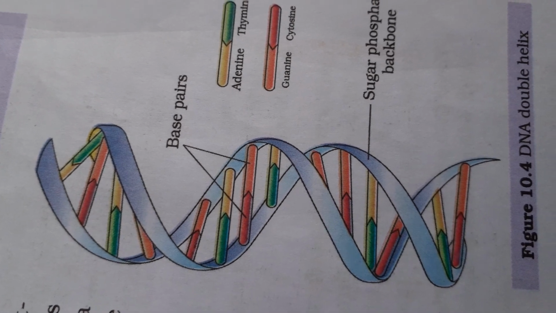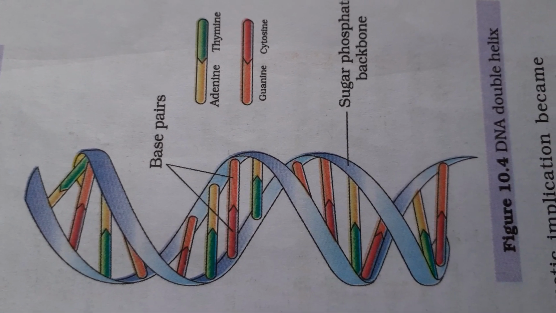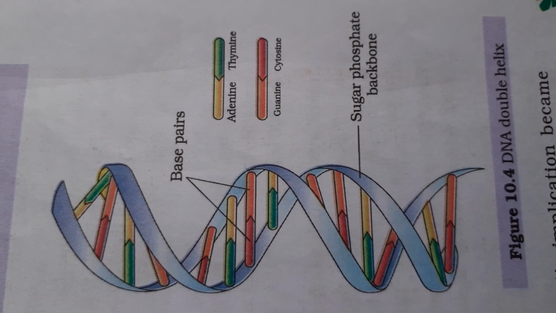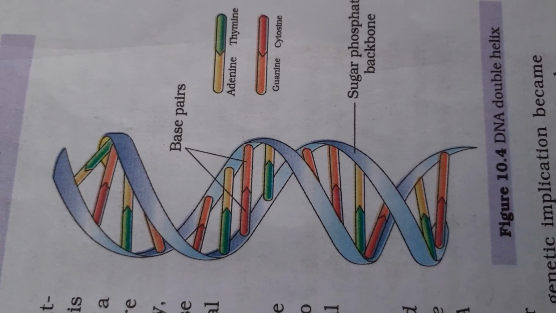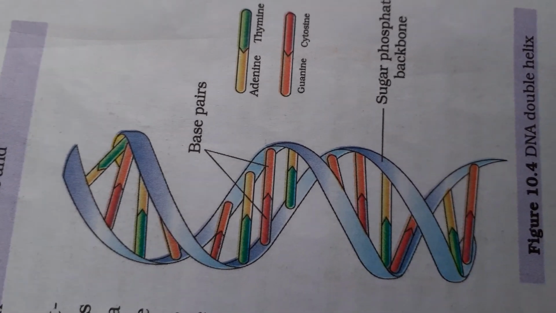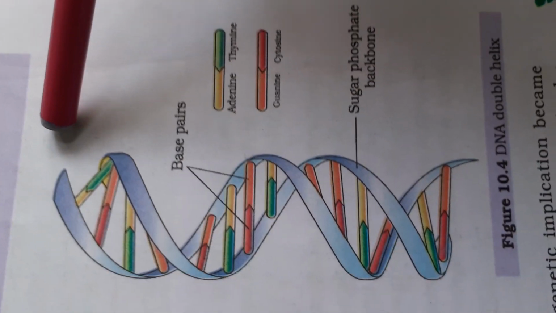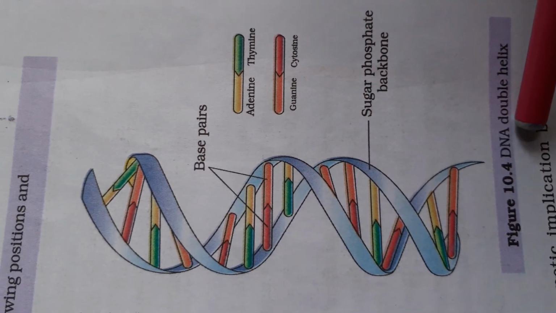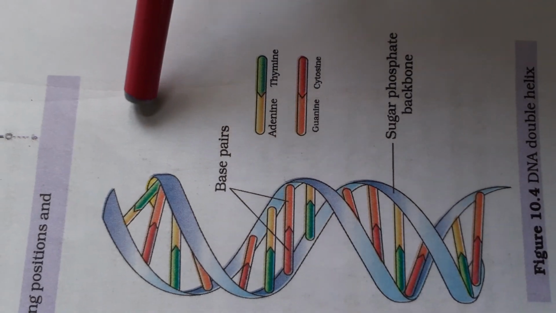Good morning, students. Let us study the second year intermediate botany topic, the structure of the DNA. So, can you see here what is this? This is a structure of a DNA molecule. What is it made up of?